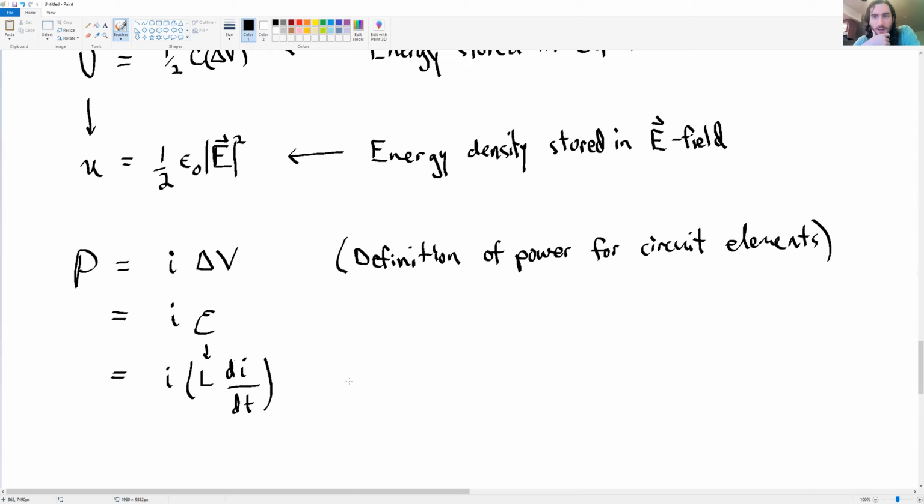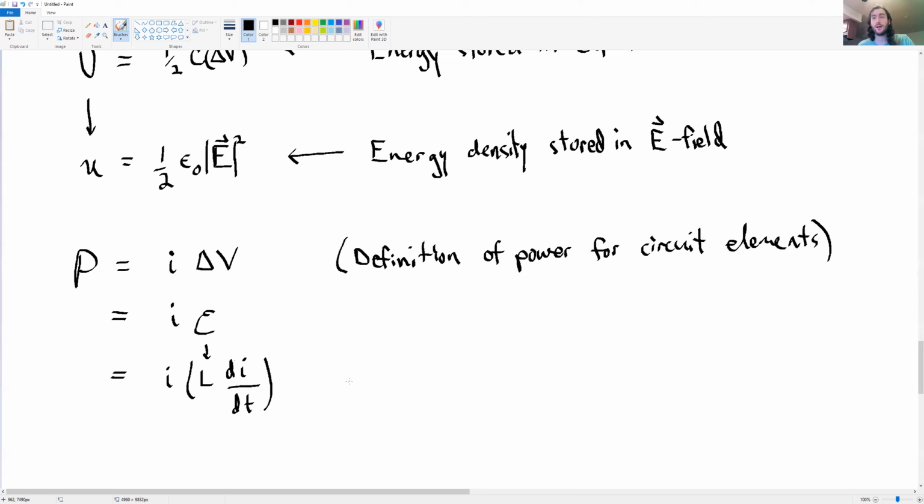In one situation, the capacitor is being charged, and so it's taking energy away from the source. In another, the capacitor could be discharging, and it would be supplying power. When the capacitor is discharging, that's power supplied. When the capacitor is charging up, that's power dissipated, or really, energy stored is what it is.